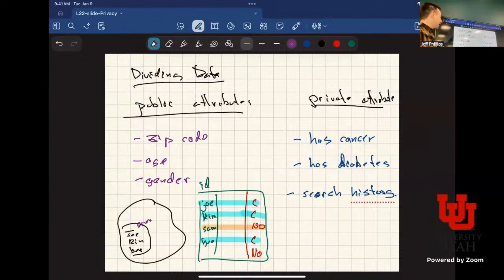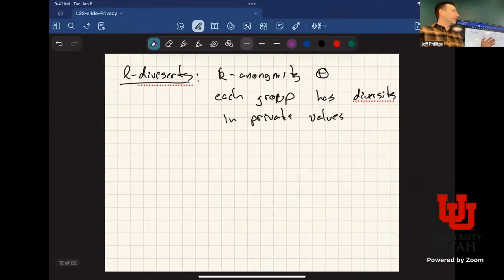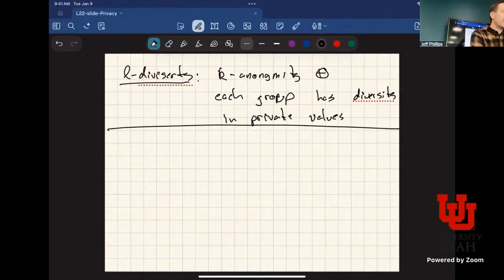So now Sam is also in here. Now if I identify Joe as being in this group, I don't know whether Joe has cancer or not. This ID part is kind of hidden. I don't know who is who in this group, so I don't know if this person has cancer or not. So L-diversity said, okay, I've solved the problem. Now I don't know if they have cancer or not. But the challenge is, if we're only releasing one attribute at a time, there's only one study, then this is okay.